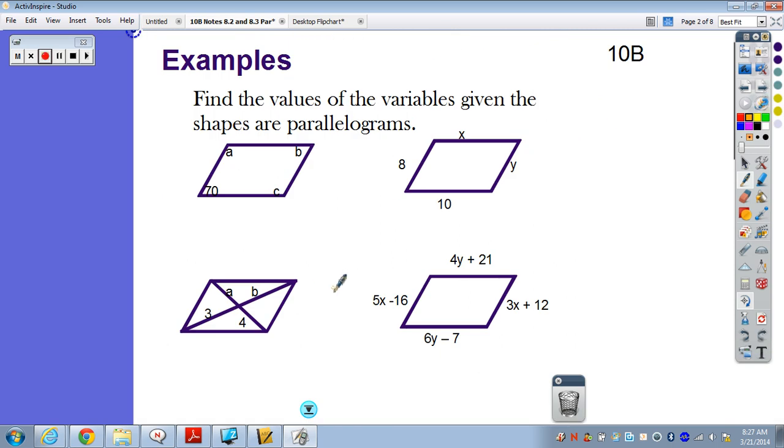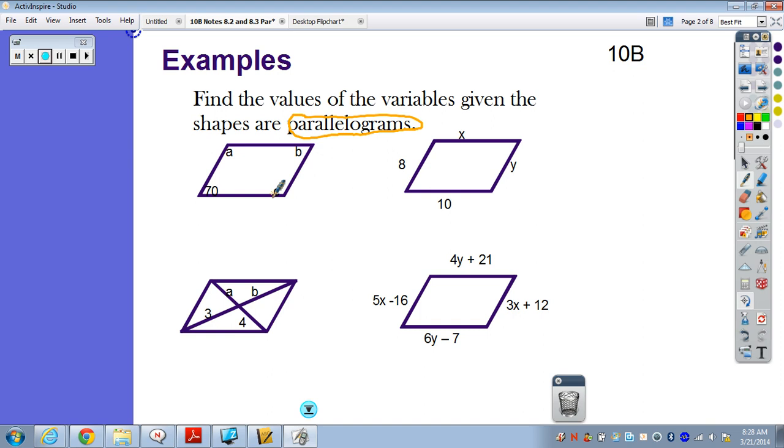So we're going to use those properties and apply them to problems. They said find the values of the variables given the shapes are parallelograms. Since the shapes are parallelograms, we can mark the diagrams with the properties. They have to be true. They're not going to show you the markings when they give you a picture. You can just know that they are true. So in this case, we have 70, A, B, and C, and those all represent angles since they're inside the parallelogram. And what we know about angles is we know two things.